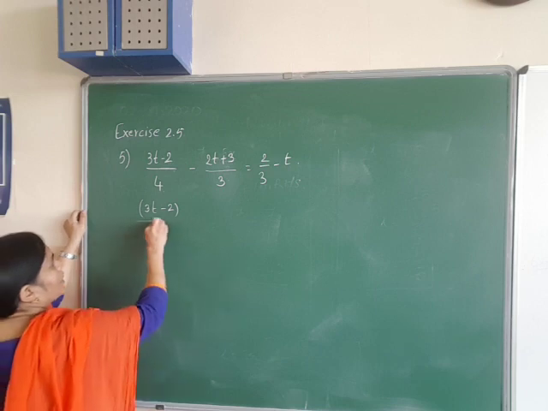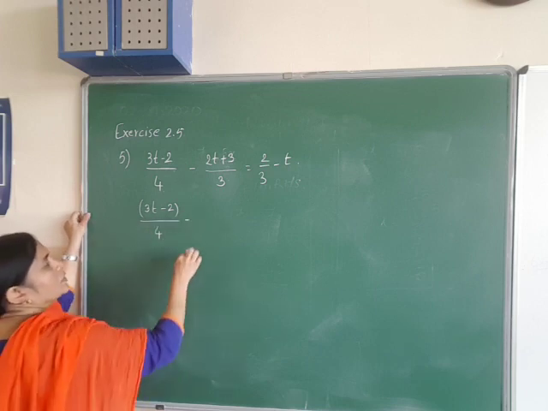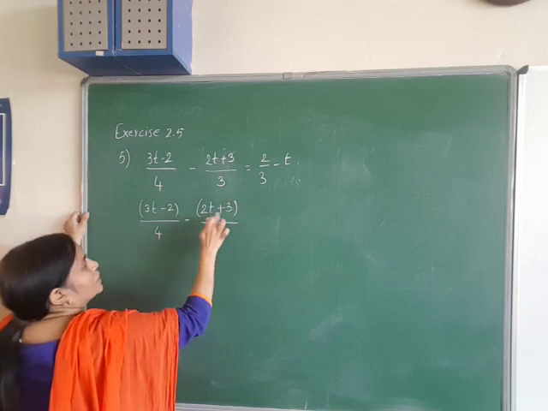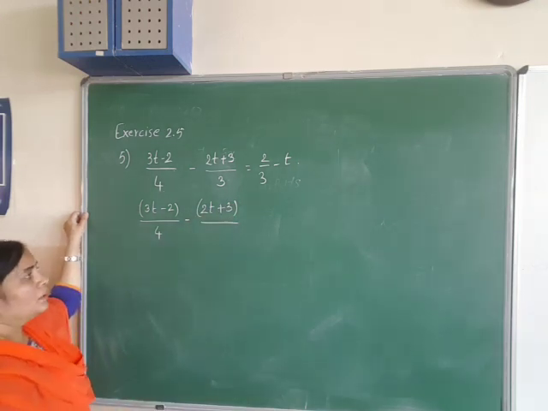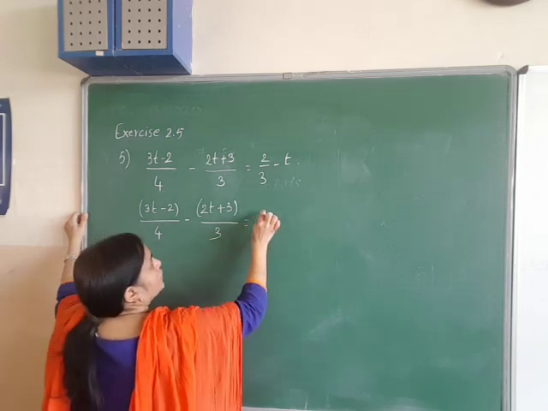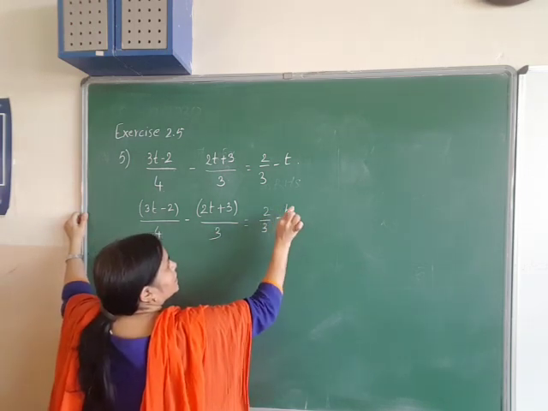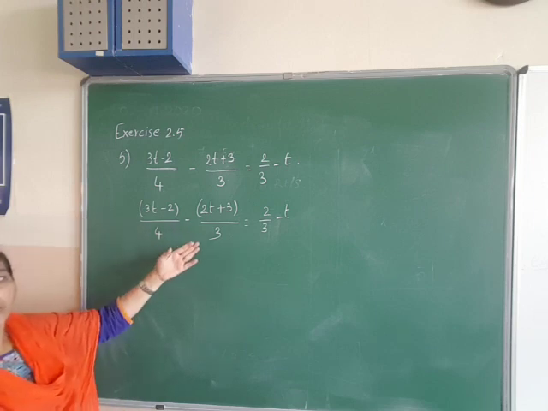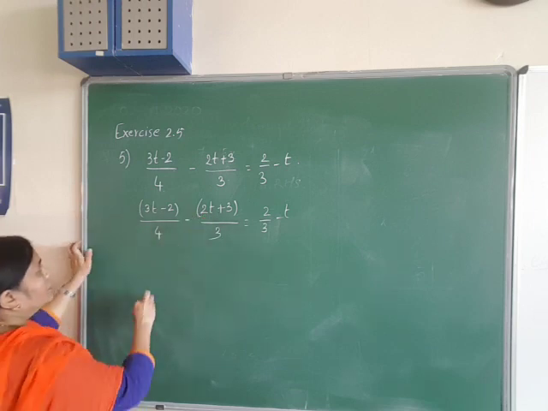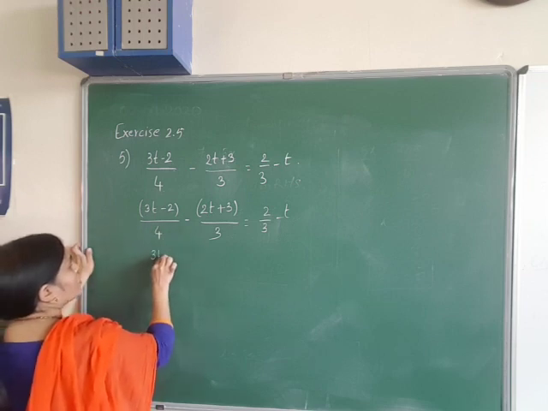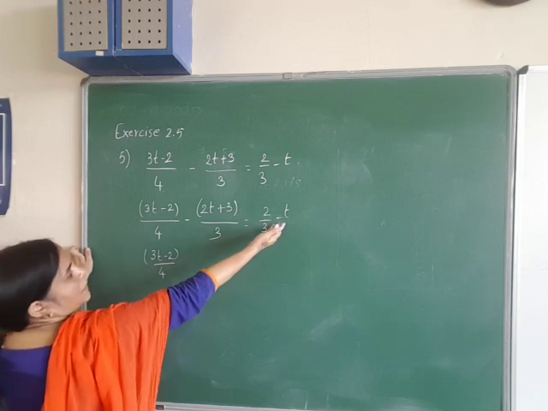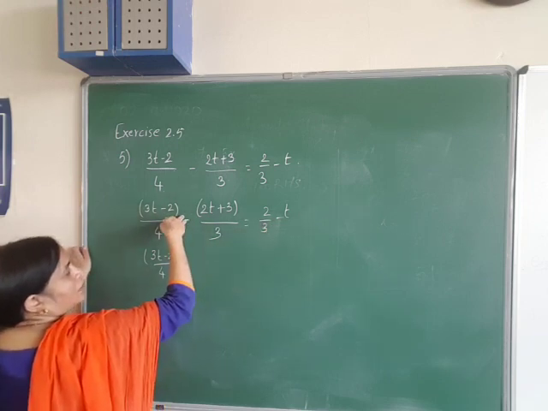I am placing a bracket since there are two terms in the given expression: (3t minus 2) divided by 4 minus (3 minus 2t) divided by 3 is equal to 2 by 3 minus t. Directly also you can solve, but I am placing a bracket, you will come to know why. Now (3t minus 2) divided by 4 stays as it is. Now I will transpose minus t to the left hand side.